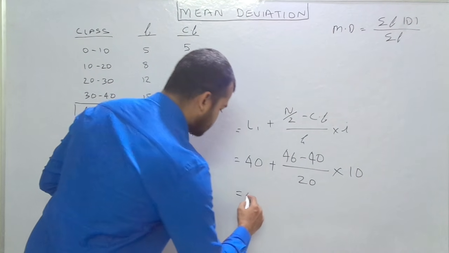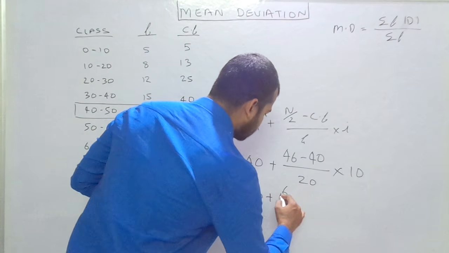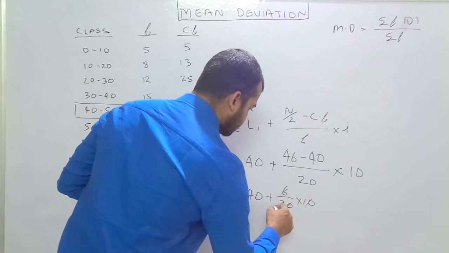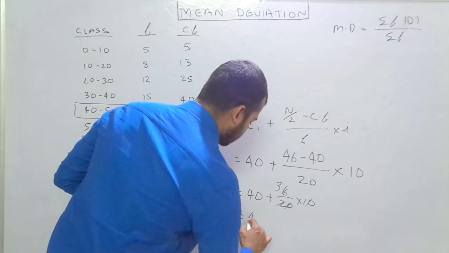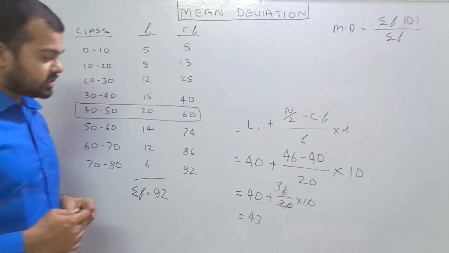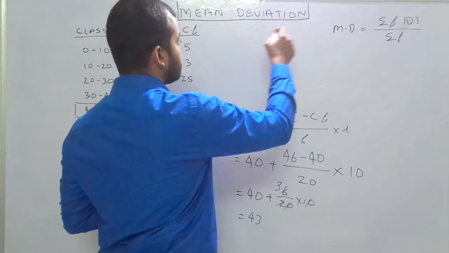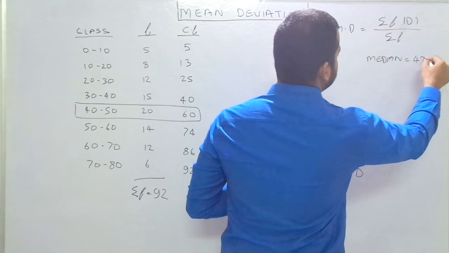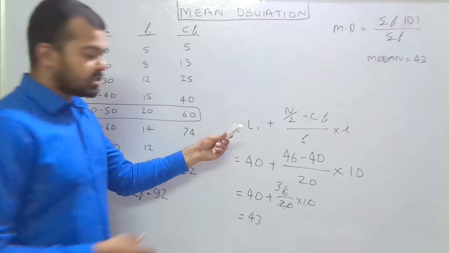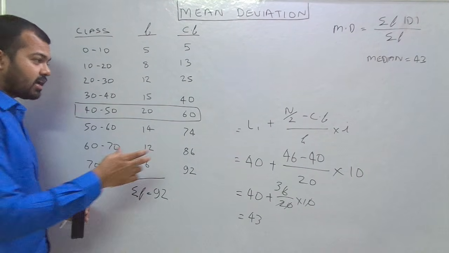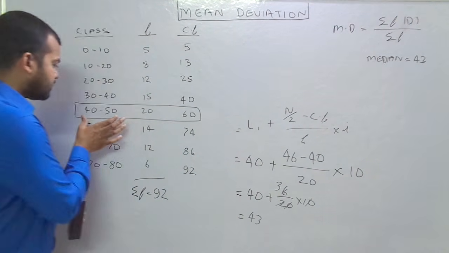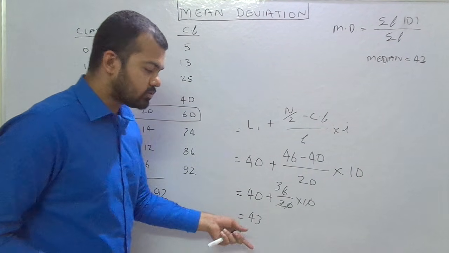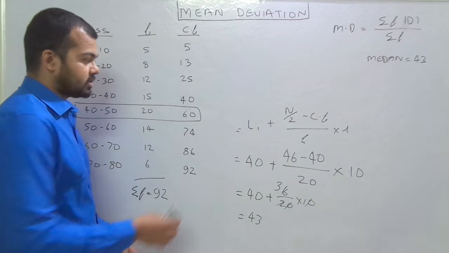So now we will solve this equation. 40 plus 6 upon 20 into 10. See here, 6 by 2, that is 3. So 43. 43 is the value of median. So we can write median is 43. That's why we need to apply this formula, because after calculating n by 2, we knew that the median value lies in between these two figures. But in order to know the exact value, we need to apply this formula. The exact value is 43.